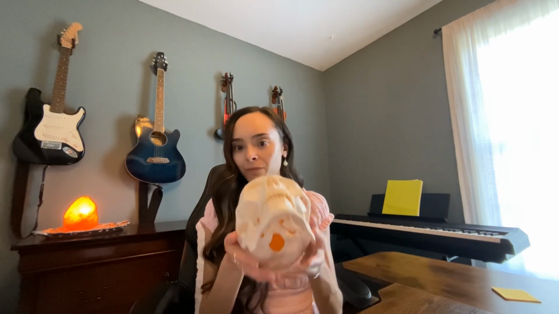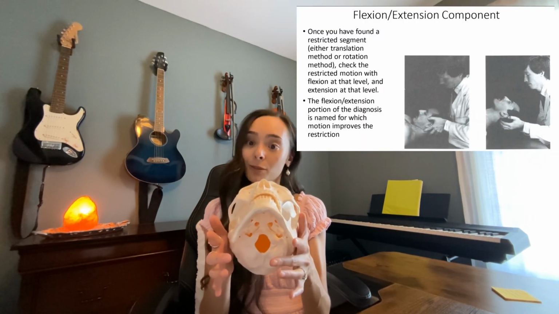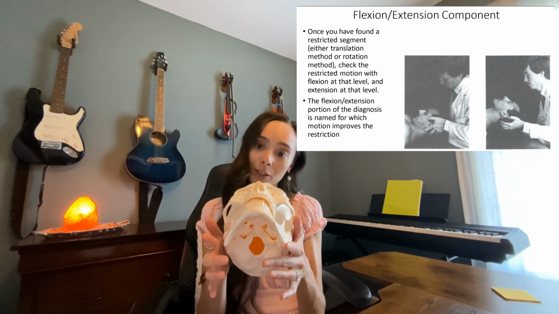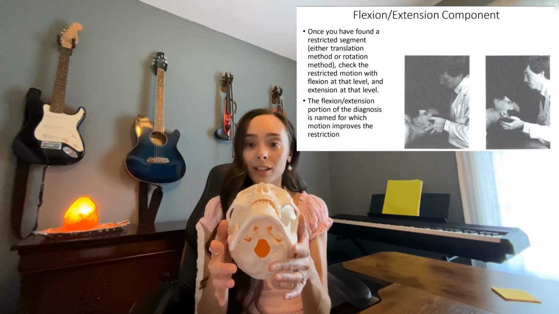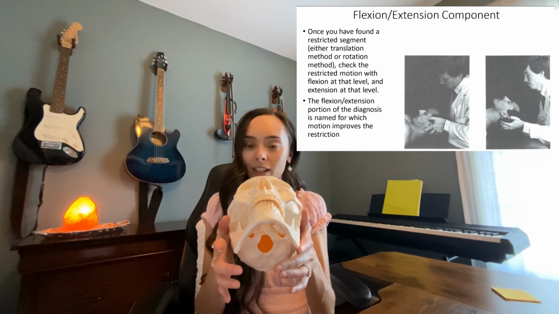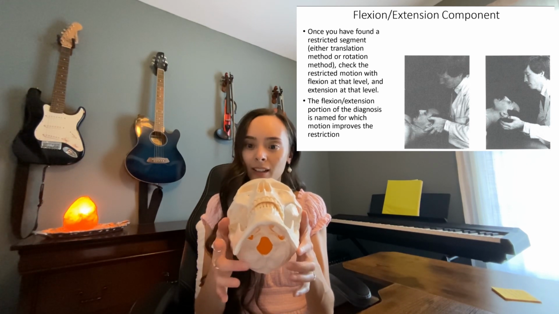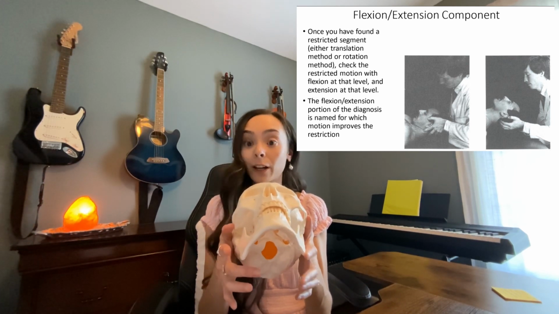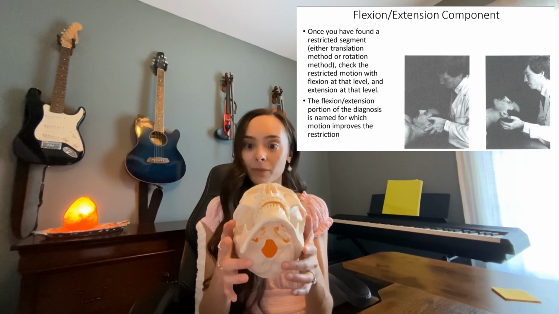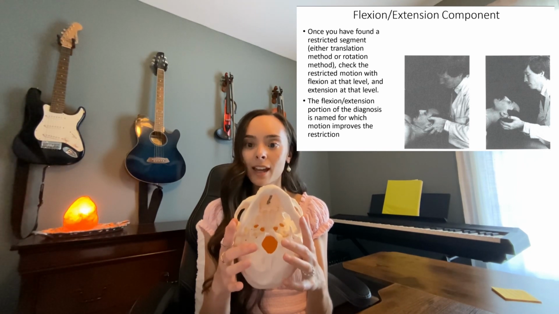You would be holding onto their head, and then you'd have your C4. I usually use my middle fingers, but whatever's comfortable for you. So I use my middle fingers and I'm translating. We already said that it moves better to the right, so it's side bent to the left and rotated to the left. Now we need to know, is it flexed or extended? So we're going to nod forward, and let's say it moves better in flexion, and I try to extend and it is worse.